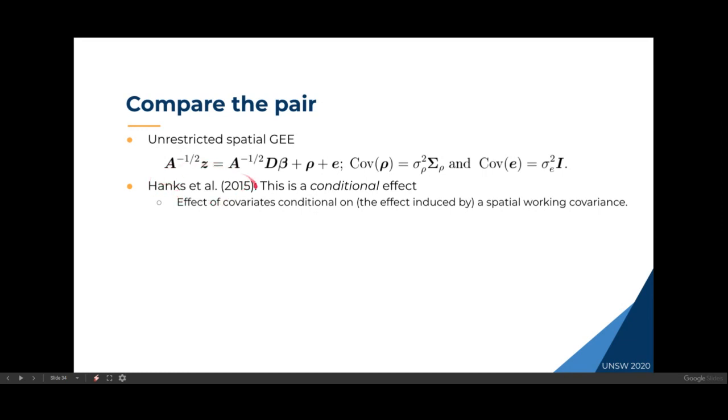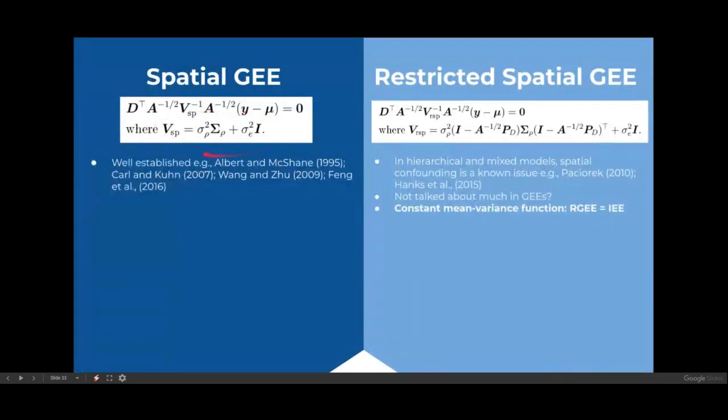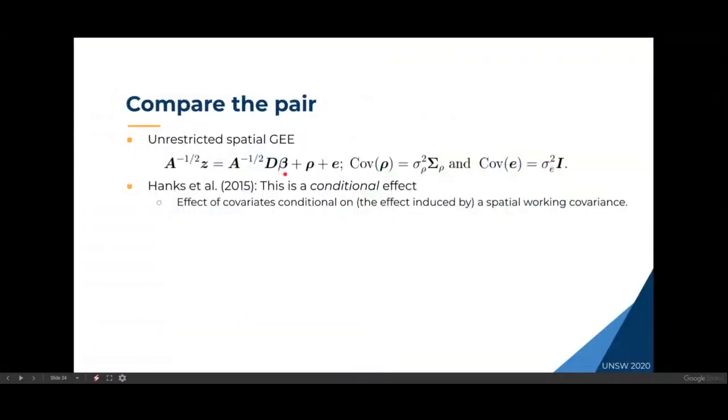Essentially, if I adopt their terminology, they would probably call beta a conditional effect. The reason they call it a conditional effect is that it's the effect of the covariates conditional on the effect induced by the spatial working covariance matrix. By assuming a spatial working covariance, using this working covariance form, you induce two effects, rho and E, and the effect of beta is conditional on this induced spatial effect rho. That's logically why we call it a conditional effect.